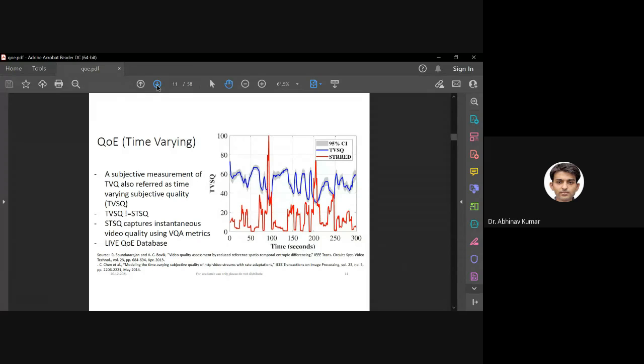So there is already a database available, the LIVE QoE database, which was there at that point of time when we started this particular study, and we tried to capture it. And as you see here, we have an objective kind of a measurement, STREDD, and then this TVSQ is there, and then this 95% confidence interval is essentially if you conduct a study of this kind with end users and they rate the video quality. So within the 95% confidence interval, you can see most of the time the TVSQ is able to capture the subjective video quality reasonably well, right? So it already existed. There was already a way to capture this time varying quality of experience.